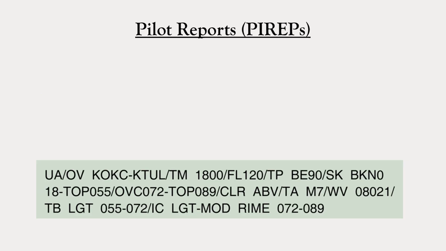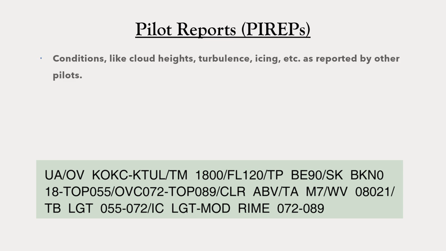So a third type of product that you'll need to be familiar with is a pilot report. So these are observations, but they are made by aircraft in flight as opposed to being observations from the ground. And they are valuable for things that are hard to determine from the ground, like cloud height, turbulence, or icing. Pilot reports don't necessarily indicate bad conditions. In practice, pilots are more likely to file them in response to bad conditions than when they see that everything's good.